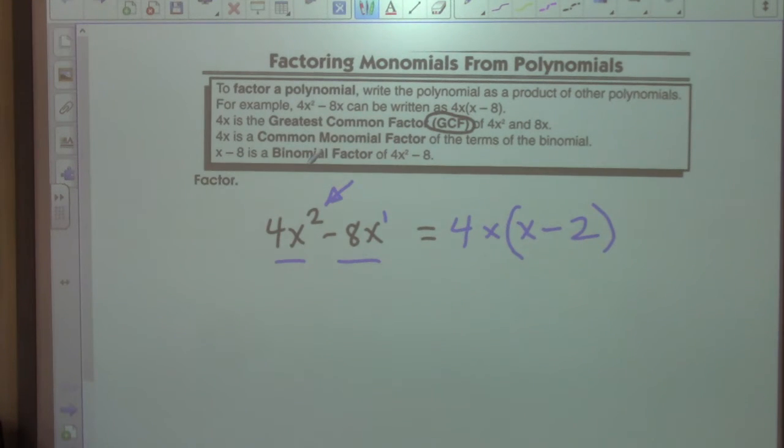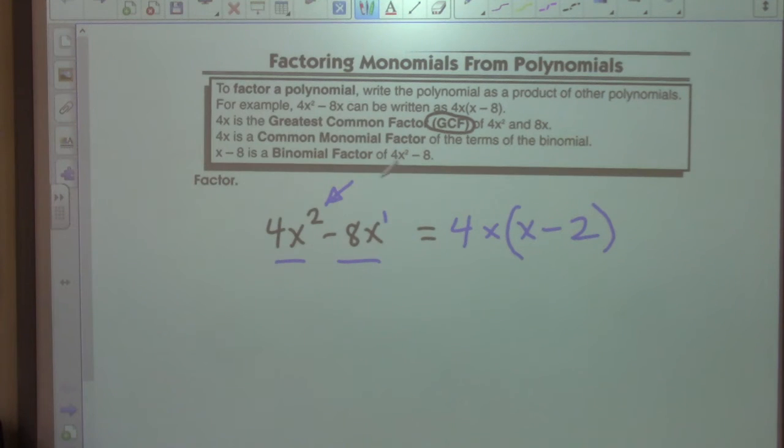So what we have is, this one here, they actually got it wrong in the example. Look at that. This is wrong. This should be 2 over here.